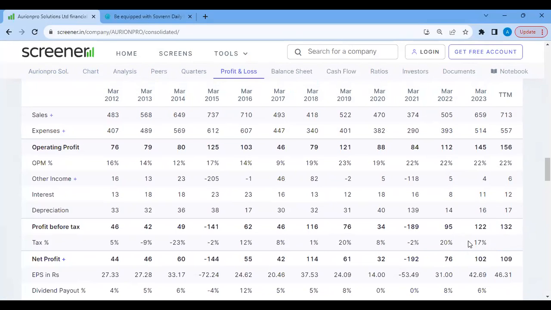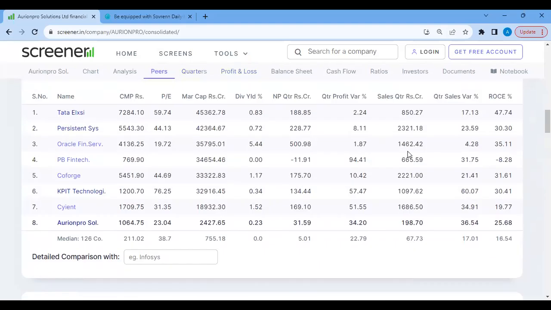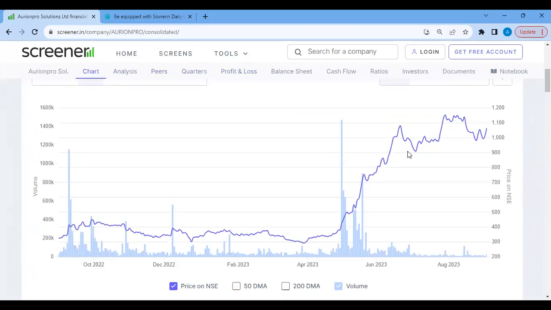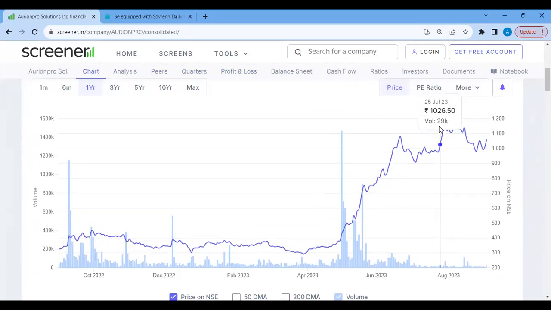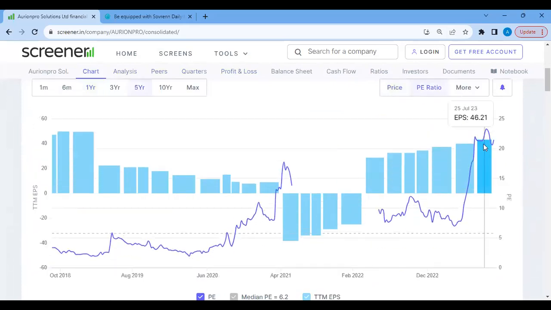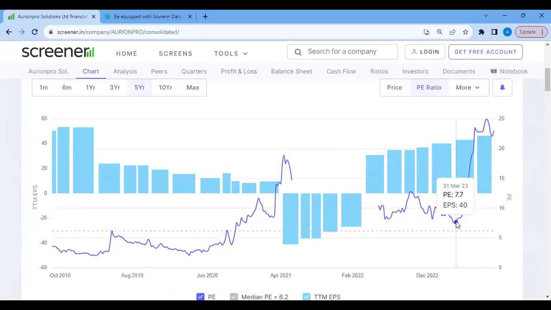And this company was available at a 7 PE ratio. Will you buy this company at a 7 PE ratio? Yes or no? And bingo, it was available at a 7 PE ratio. See what happened to the price of this company. You can see that this company was available at a 7 PE ratio. Can everyone see the 7 PE ratio?